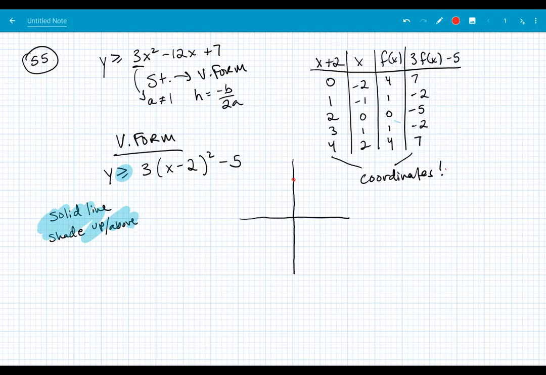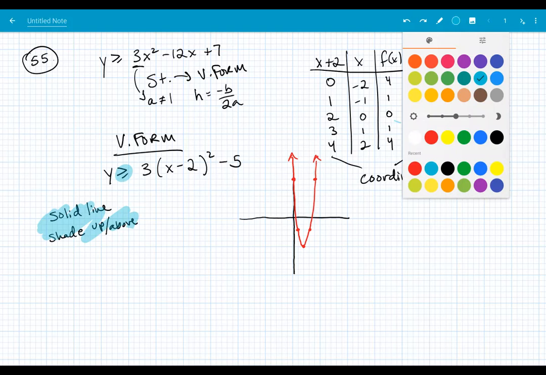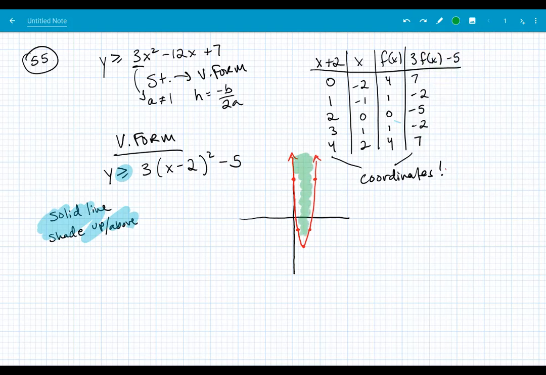So 0, 7, 1, negative 2, 2, negative 5, and then plotting the rest of those. My line is solid, so just a regular old line. So above in this case, same thing. If I put my pencil on the vertex and go up, I'm now on this side of this line. So everything here is the up section, and it's solid, so my line, or the points on my line, also can represent solutions here. So that's my graph.